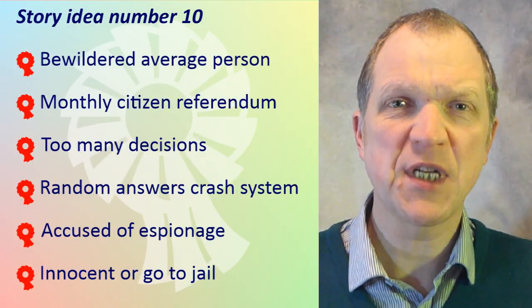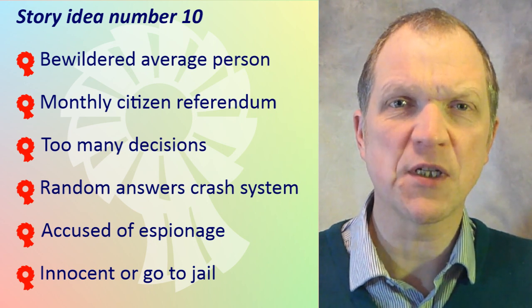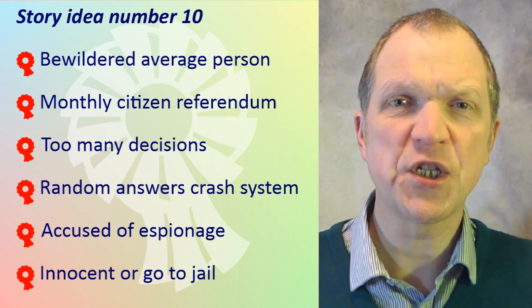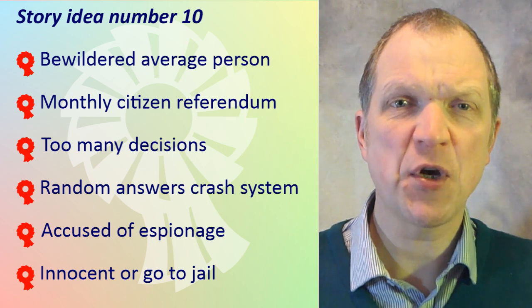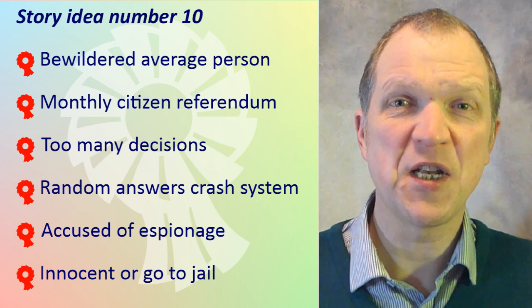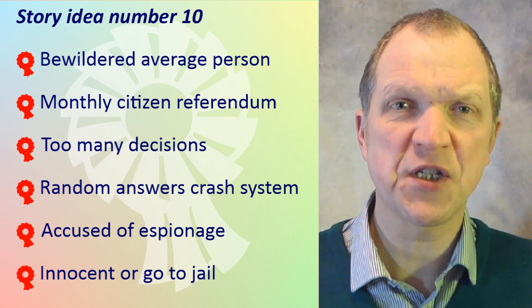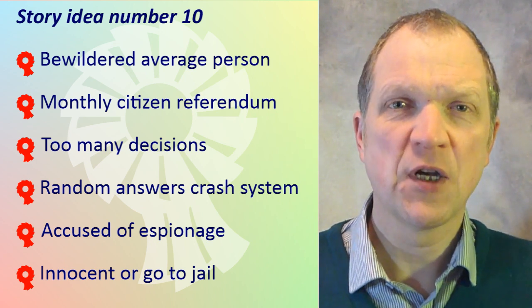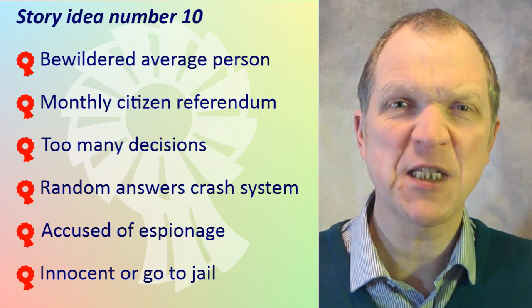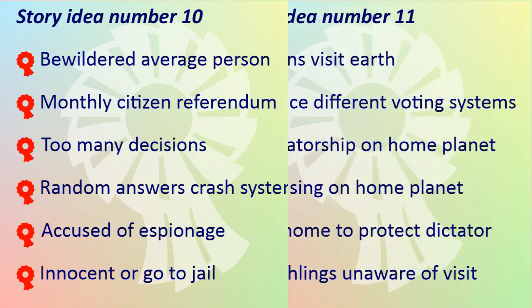Story idea number 10. In the near future, an average person stares bewildered at a computer screen, on which is a long list of decisions that the person must take at that month's citizen referendum. Not having any opinions, the person picks answers at random. However, the combination they choose causes a malfunction in the system, and everyone's votes are lost. The person is accused of deliberate espionage. Can the person prove their innocence, or do they go to jail?